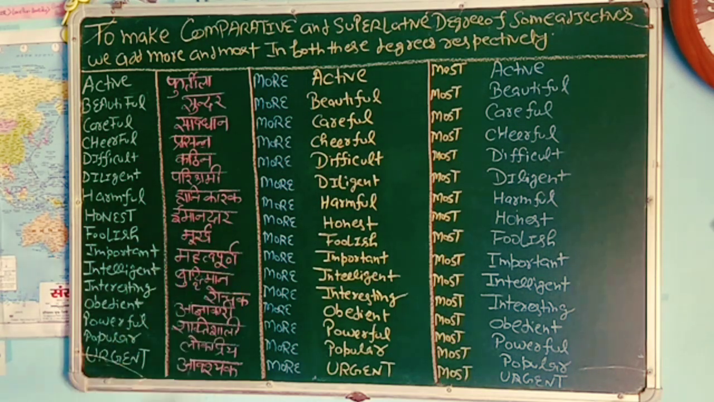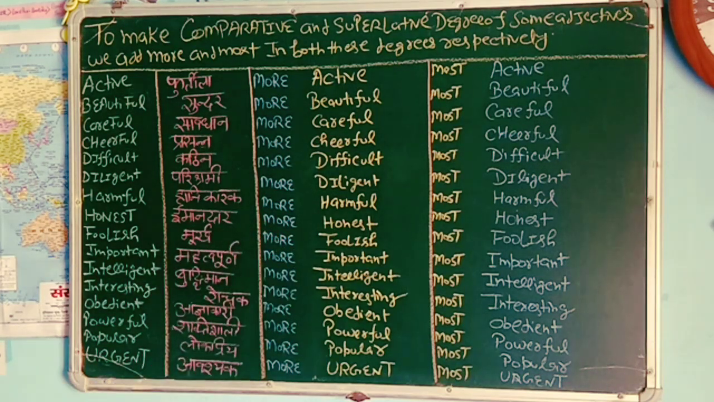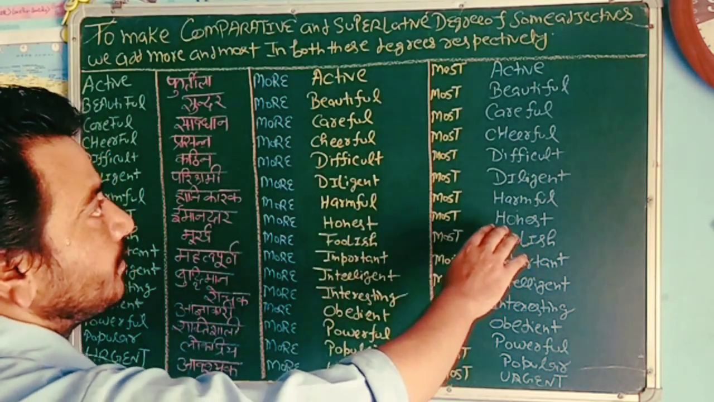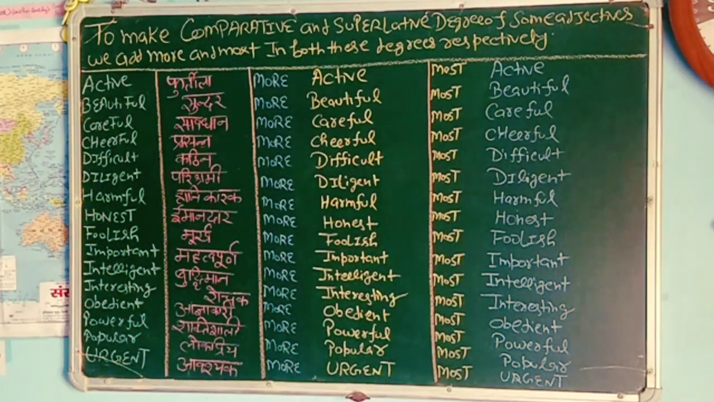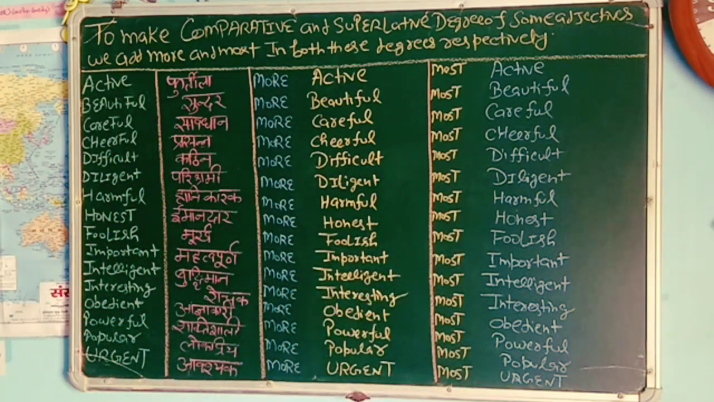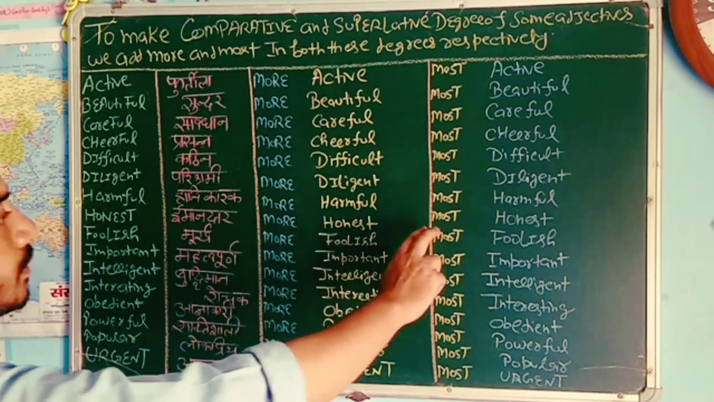If we want to make the comparative degree of this adjective, we just use more before our adjective, and it becomes more honest. And the same for the superlative degree, we just use the word most, so it becomes most honest. Okay, so our complete degree of comparison becomes honest, more honest, most honest.